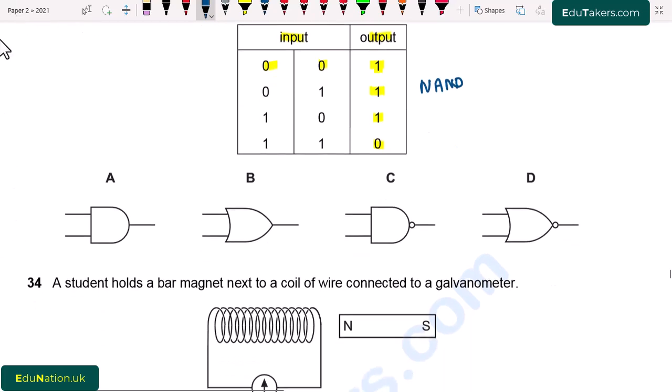So I see here which symbol shows the NAND gate. In option A, it is AND, option B is OR, C is for NAND. So C is correct. Last, D is for NOR gate.